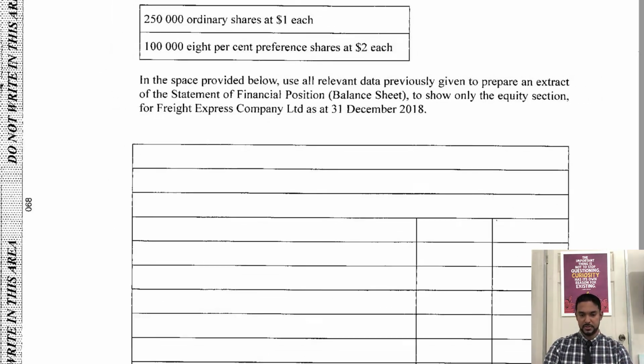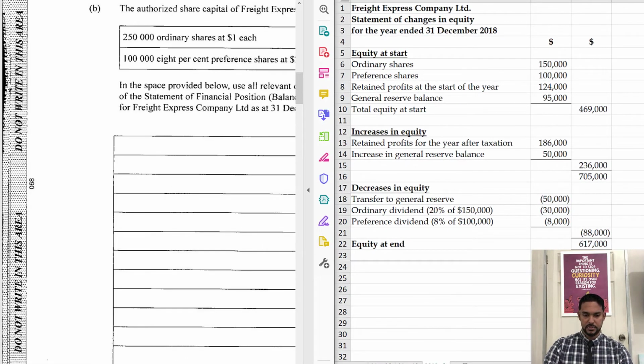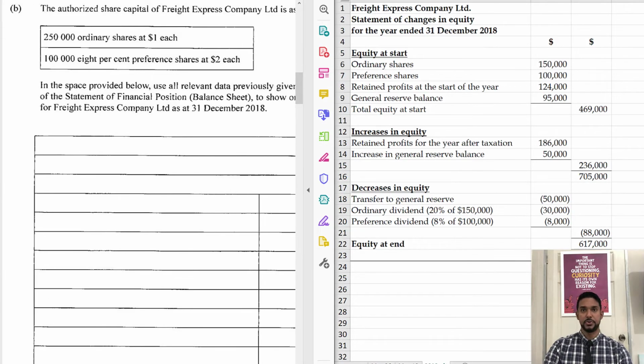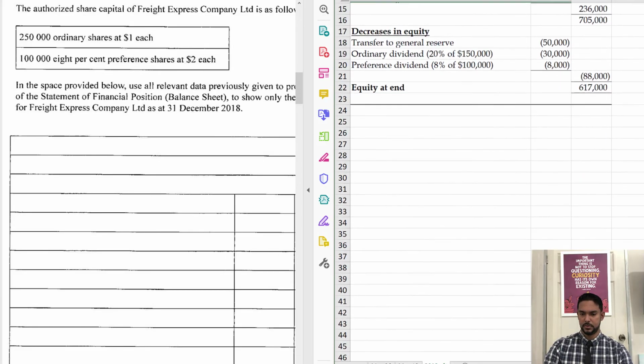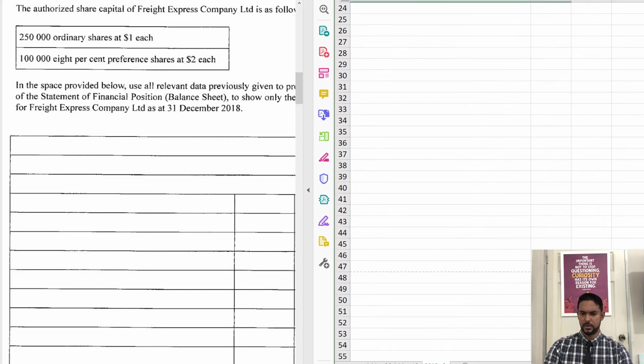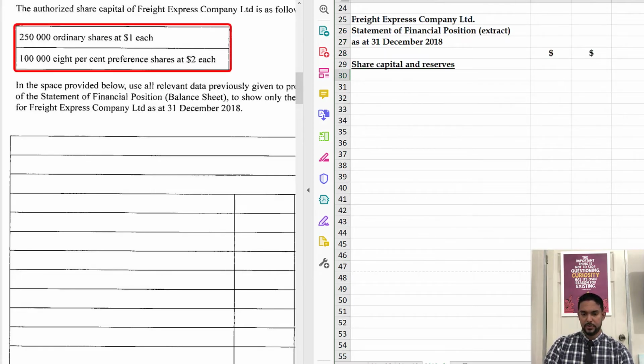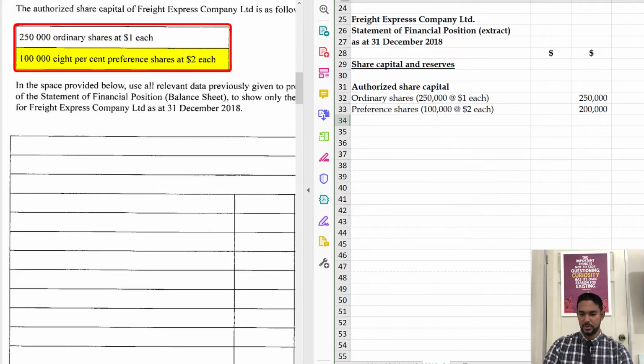So let's put this back on this side again. So this is the authorized share capital, and we saw in the previous question that that is just included for informational purposes only. I'm going to scroll down now. Scroll down this side here. Oops, what is going on? I don't know. All right, cool. So let's head up. So Freight Express Company Limited statement of financial position extract as at 31st December 2018. Okay, so we're going to start with the authorized share capital. 250,000 ordinary shares at $1 each, 100,000 8% preference shares at $2 each, totaling $450.